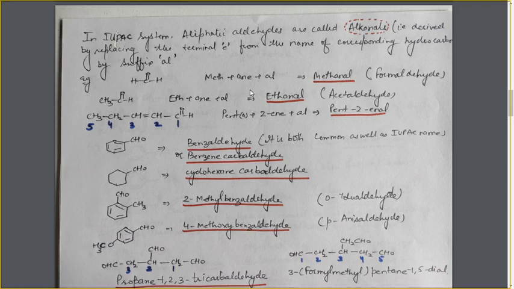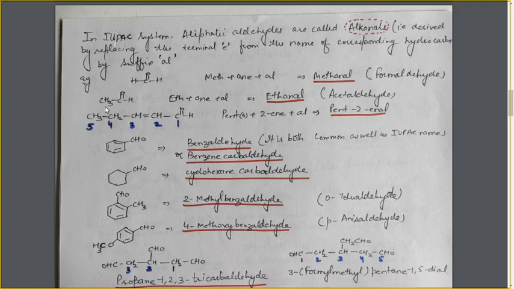Now, while combining these 2 parts, that is 1 degree suffix and 2 degree suffix, if at the end of this part and at the starting of this part there comes the vowel, the first vowel will be neglected. That's why the name becomes methanal. There is no E.